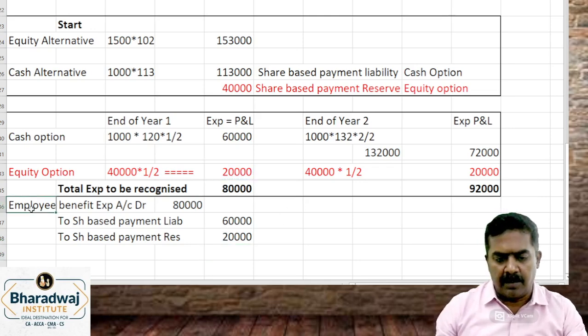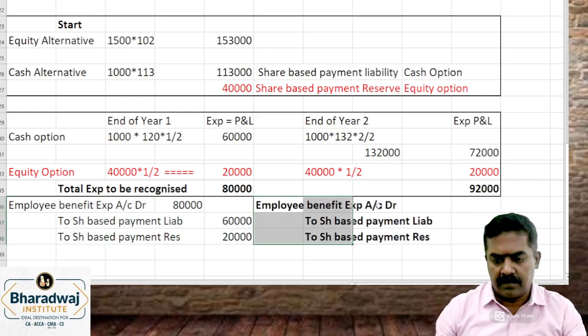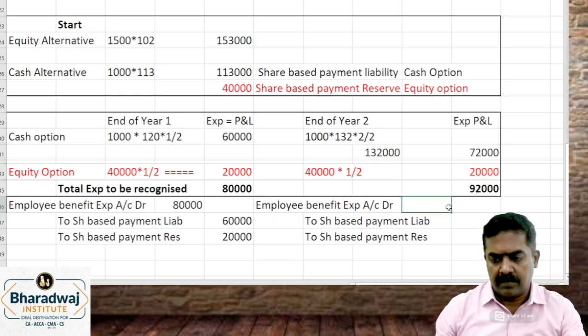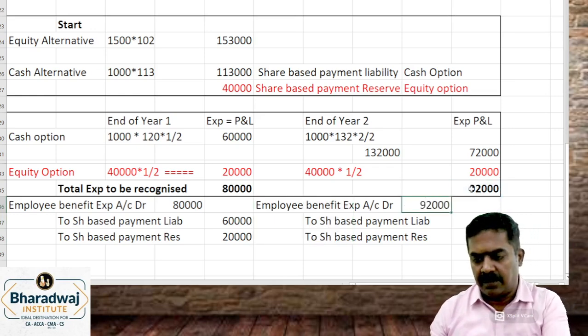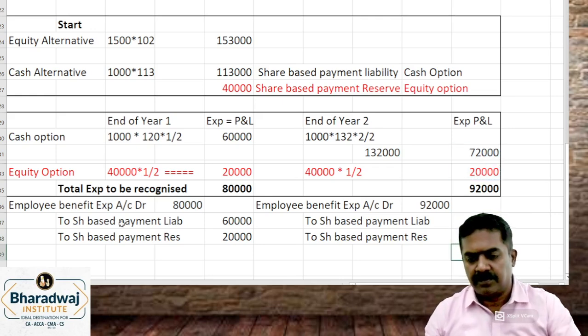The second year, what will you pass? 92,000, cash option order value, share based payment reserve.